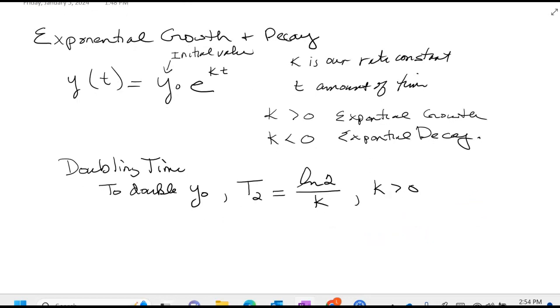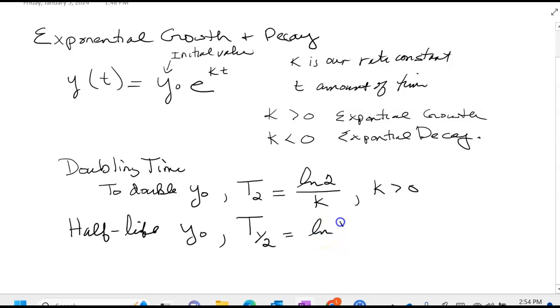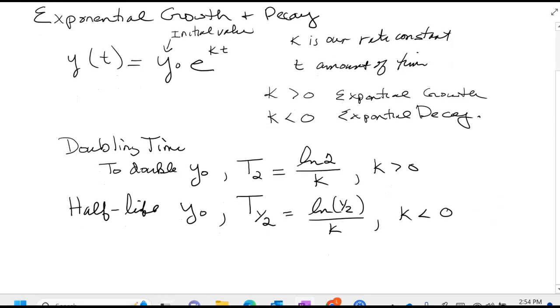Now, on the opposite end, if we're dealing with decay, we have something called a half-life. And that is represented by the time it takes to cut our initial value in half. And that is equal to ln of 1/2 over k, and it makes sense. And of course, in this case, k is going to be less than 0. If your k is greater than 0, you can't get the time it takes to get a half-life because you're increasing, you're not decreasing. So these are some basic formulas.